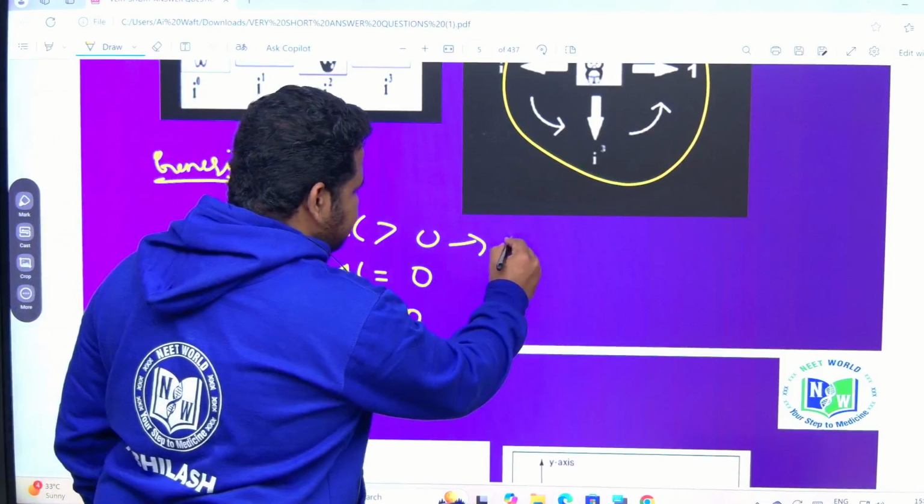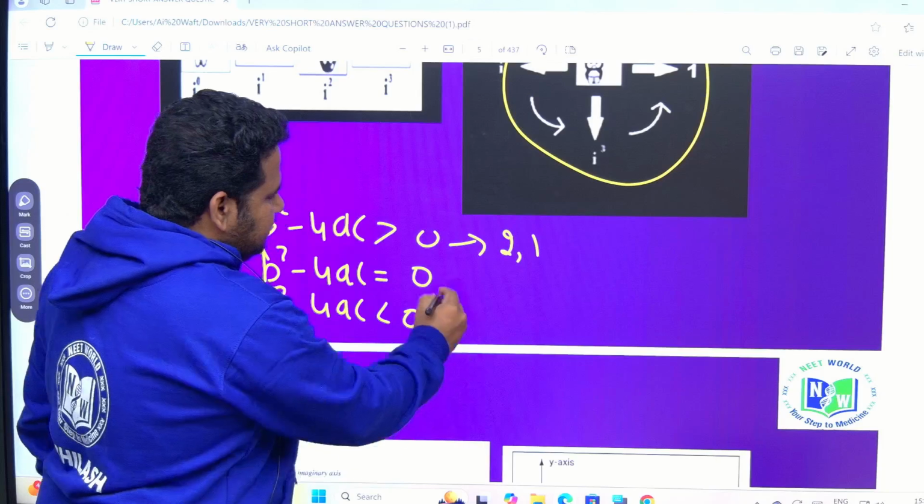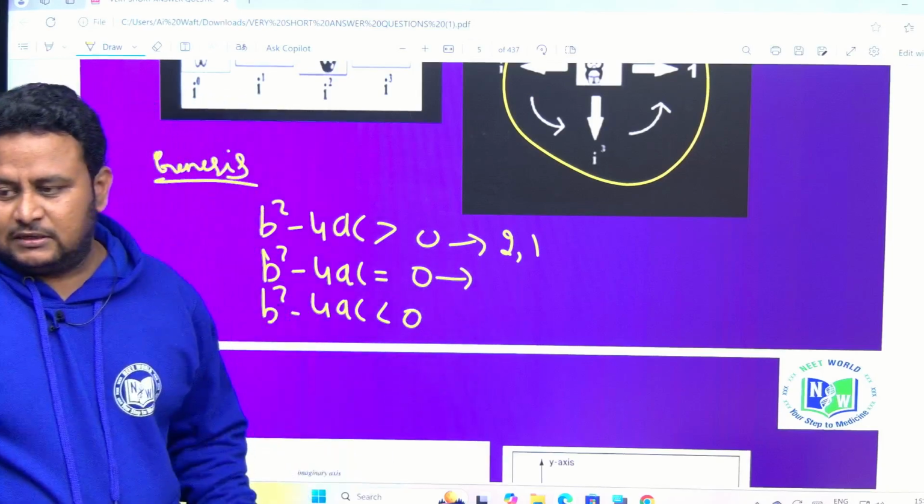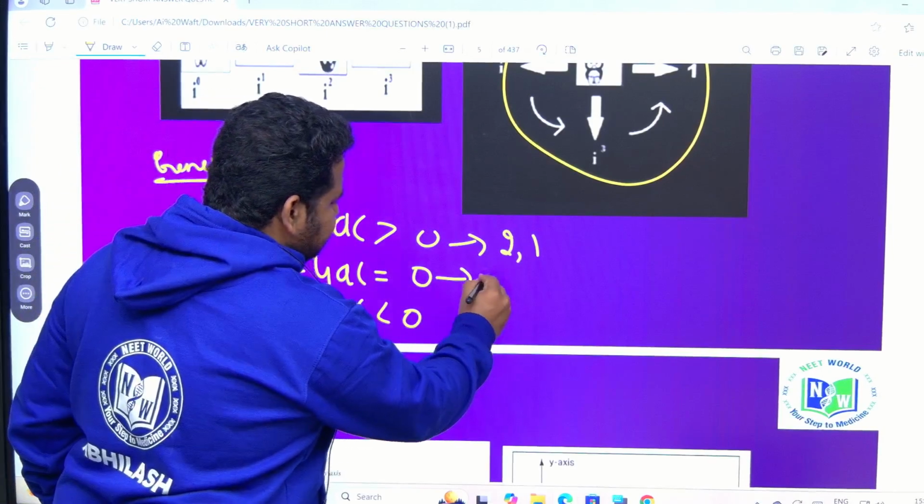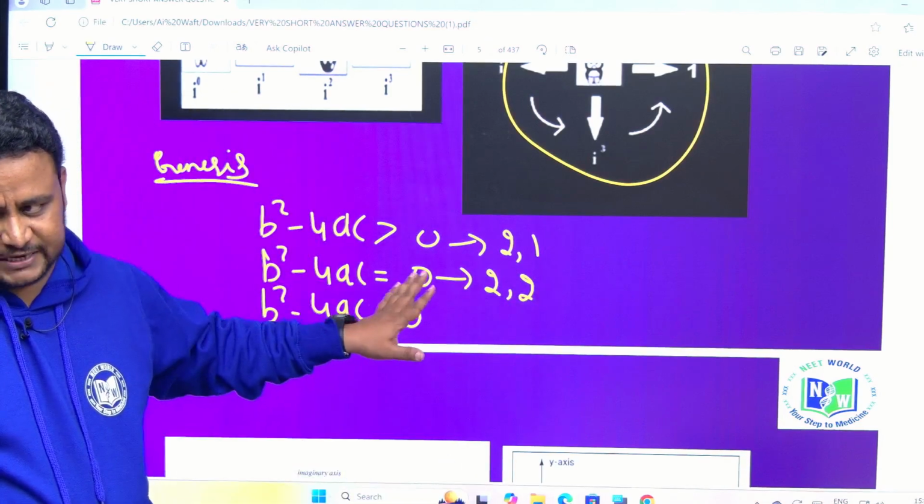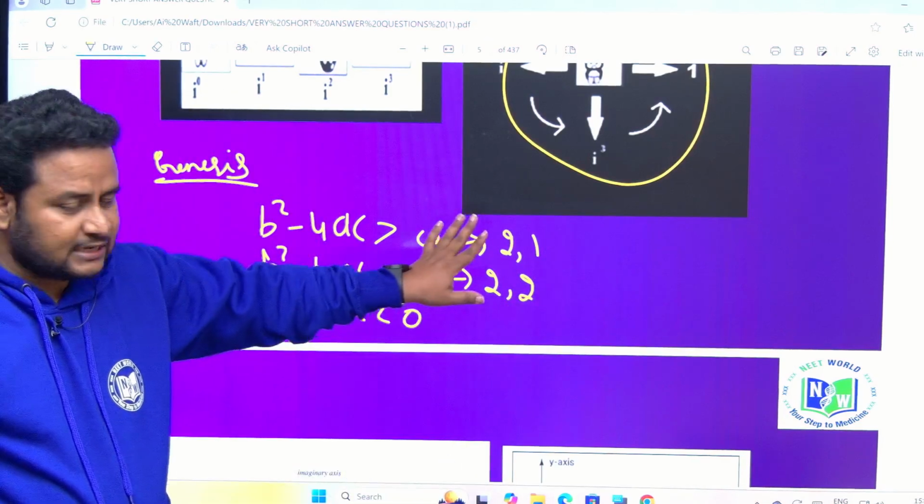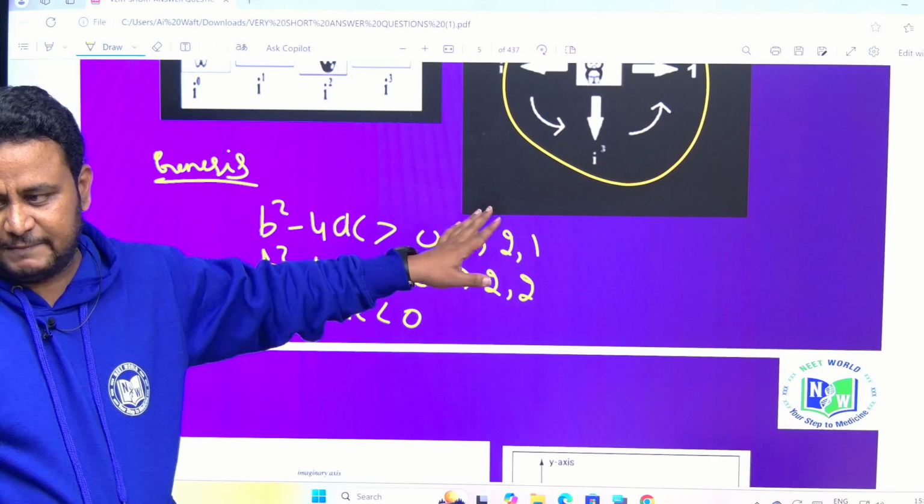Suppose these are distinct roots, it means one of the roots is 2, and another root may be 1. Here, real and equal roots. That is, equal root means if one of the roots is 2, the other root will also be 2. It will not be minus 2. It should be 2, then the other root will also be 2. If it is 3, it is 3. If it is minus 1, the other root will be minus 1.